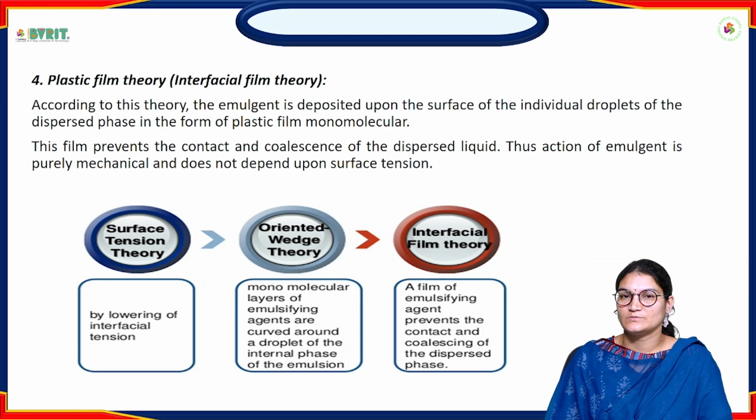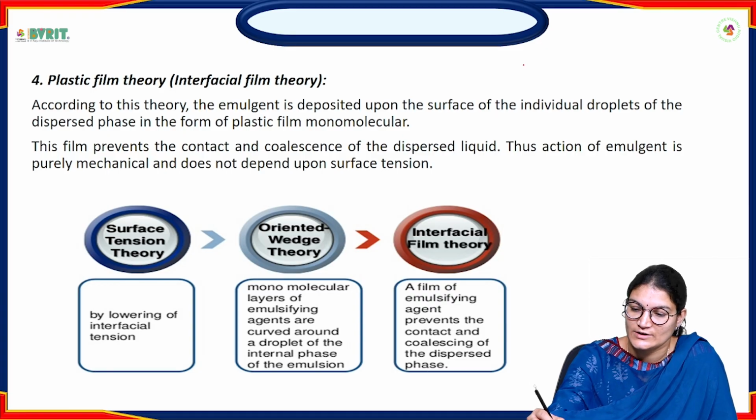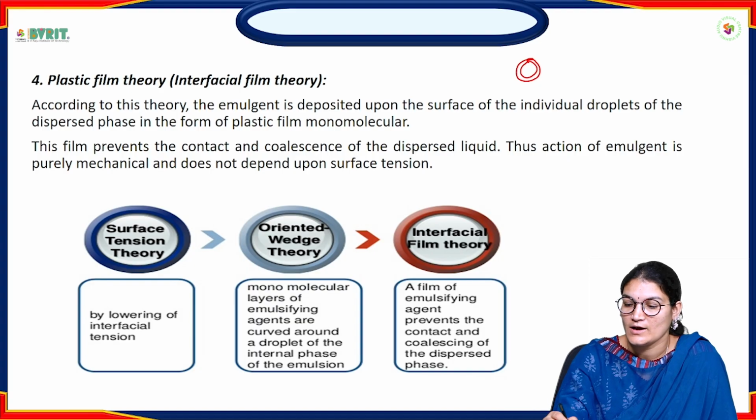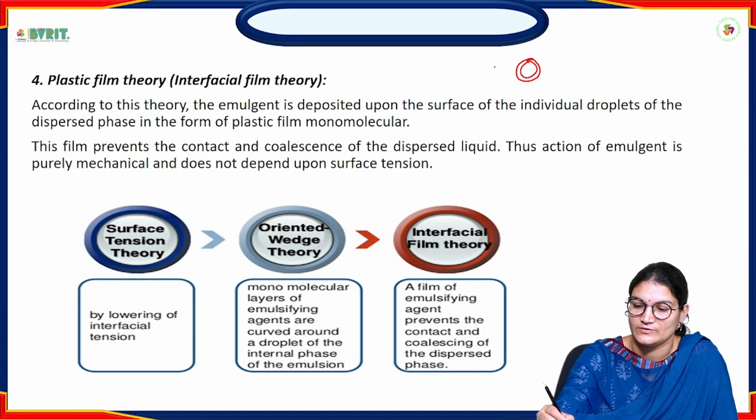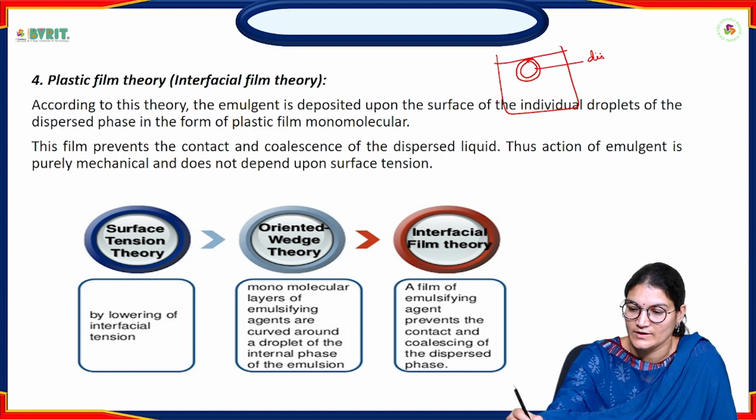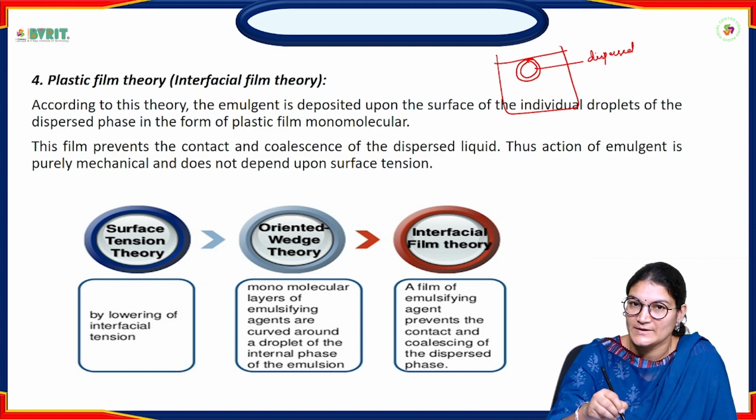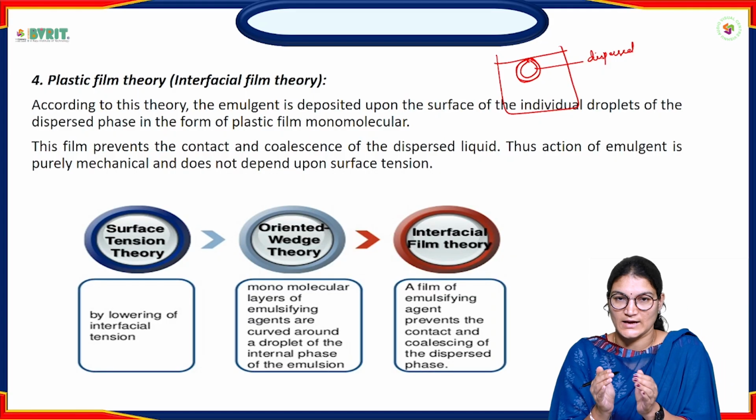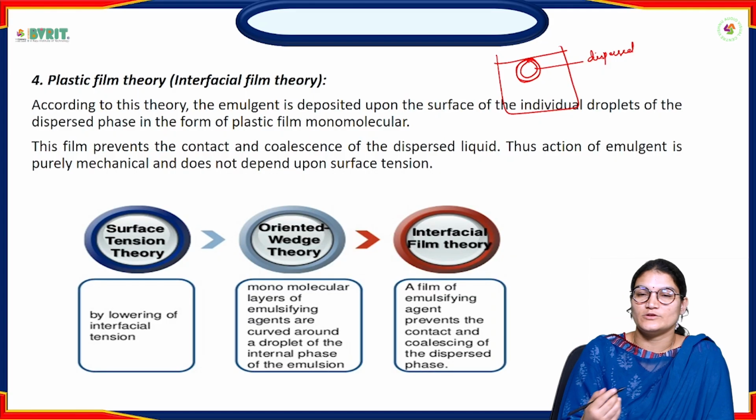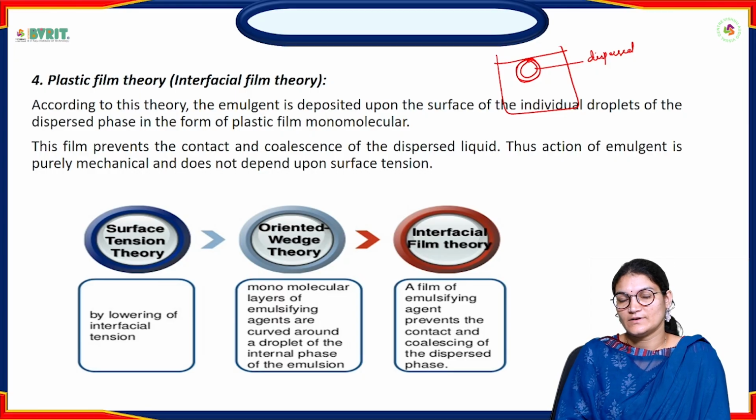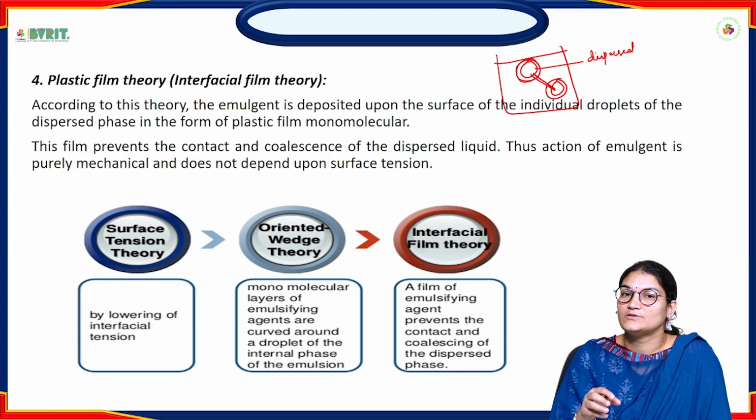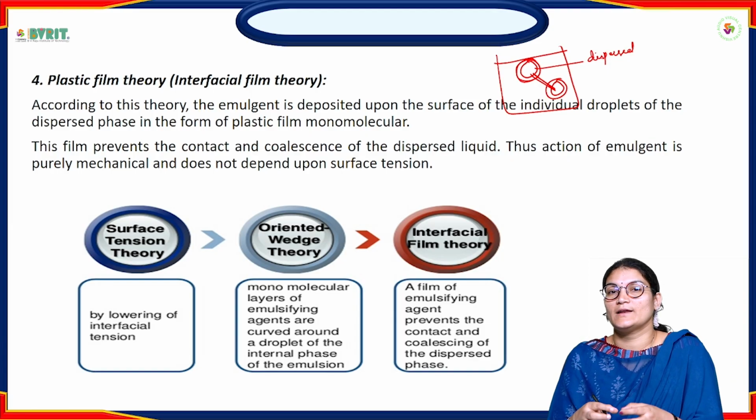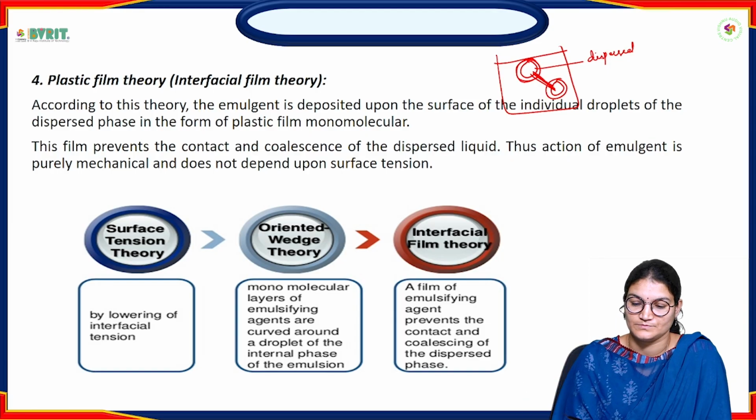Coming to the plastic film theory, it is almost similar to the oriented wedge theory. According to this theory, an emulgent or emulsifying agent is deposited on the surface of each individual droplet of the dispersed phase. Whatever is inside the continuous phase, we call this the dispersed phase. So this emulgent will cover the dispersed phase, so it can be stable for a longer period of time. We also call this film the plastic film or monomolecular layer. This film prevents the merging or coalescence of the two droplets.